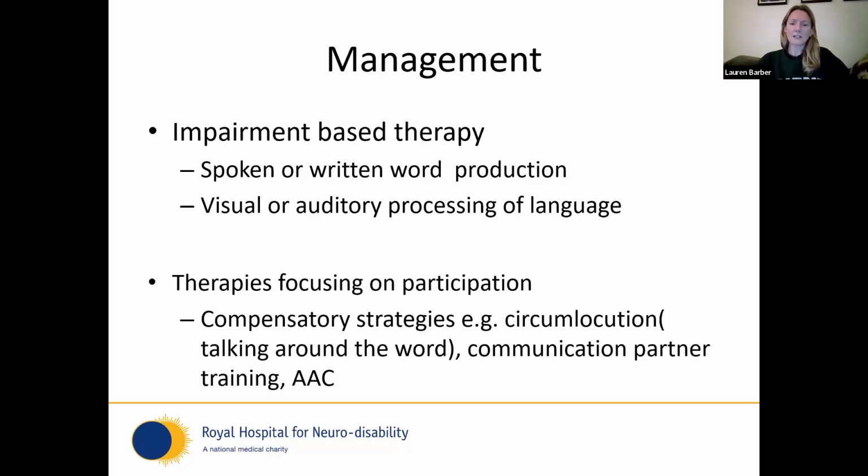So it's just managing different strategies that they can use to help them and their communication partners. And then within aphasia as well, we might use AAC, which is the high and low tech options that I spoke about earlier. So maybe some iPads, maybe some communication charts as well.